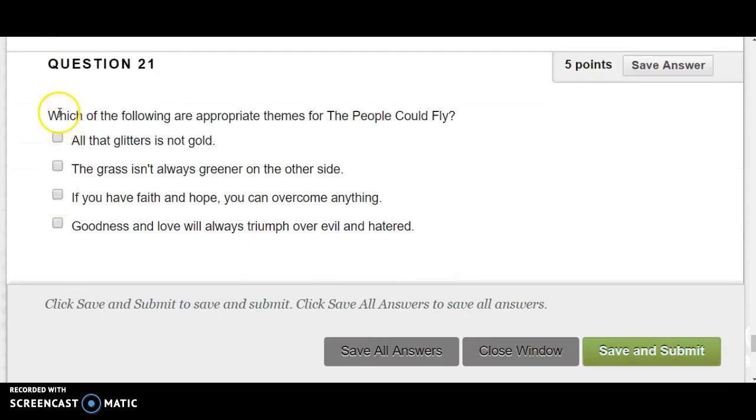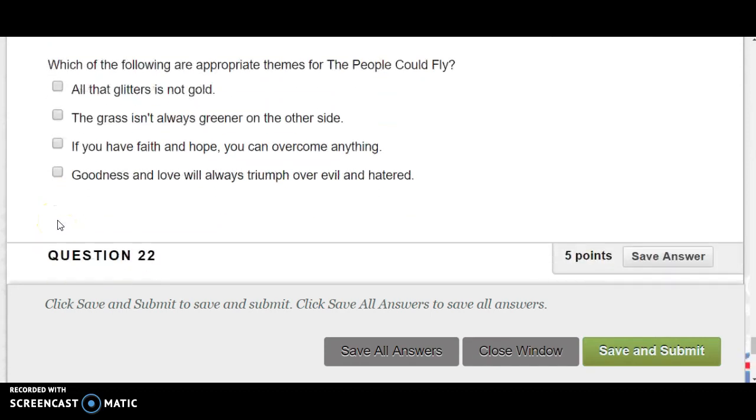Question 21. Which of the following are appropriate themes for The People Could Fly? All that glitters is not gold. The grass isn't always greener on the other side. If you have faith and hope, you can overcome anything. Goodness and love will always triumph over evil and hatred.